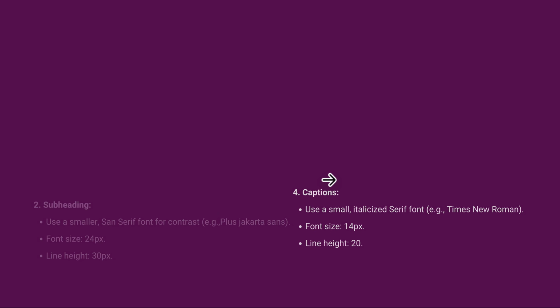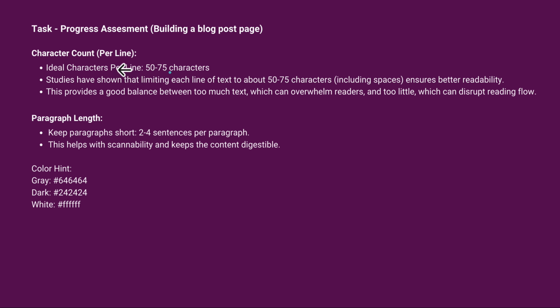Let's look at other instructions here. For the character count, we should have around 50 to 75. Then the paragraph length should be at least 2 to 4 sentences per paragraph. These are some of the color hints. For any gray color you want to use this. The dark color, use this. And for the white, we're going to use this. Let's jump back to Figma so I can help you set up, give you a head start.